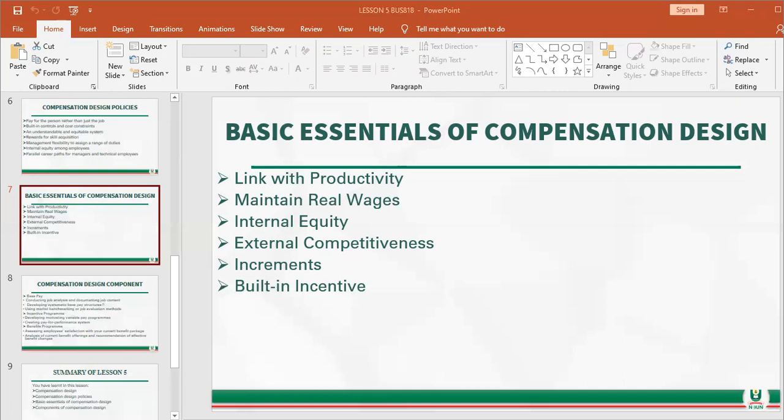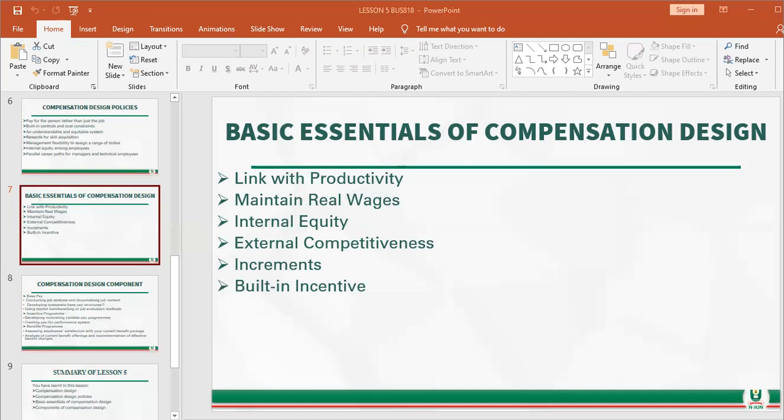Then we also have increments. An increment compensation policy can be a good motivator if pay increases are linked with merit. But annual increment should partly be linked to seniority or years of service. So increment in terms of merit, for instance, organizations usually do promotion exams, and when you write the exams and do well, obviously it's by merit and you get the pay increment, which is good.